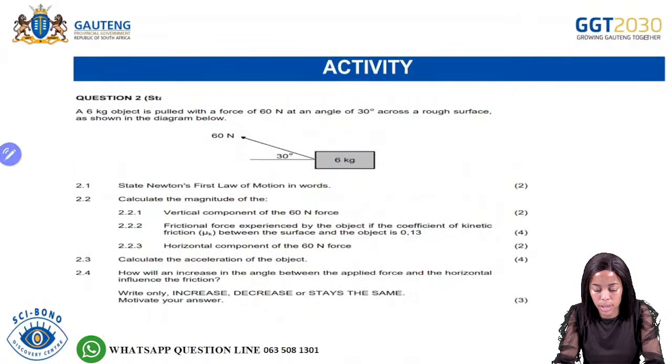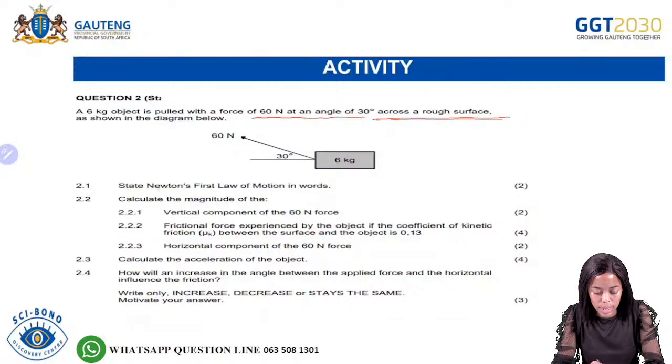Okay, so moving on, it says a 6 kilogram object is pulled with a force of 60 Newton at an angle of 30 degrees across a rough surface. So remember, when we speak of the rough surface, then we are speaking about the friction. So it says as shown in the diagram below.